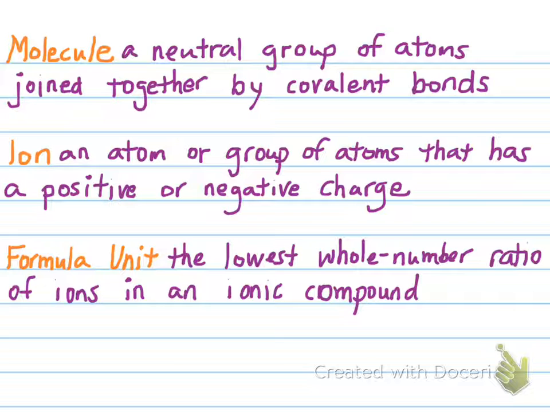Remember to write the formula for an ionic compound, we do symbols, charges, crisscross, lowest whole number ratio. Again, we know it's an ionic compound because it's a metal and a nonmetal, or it contains a polyatomic ion. Remember, for molecular compounds, to write their formulas, the prefixes become subscripts. And we know it's a molecular compound because it's made of two nonmetals.